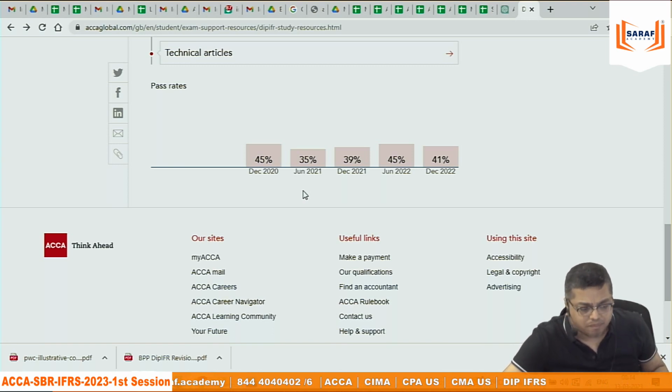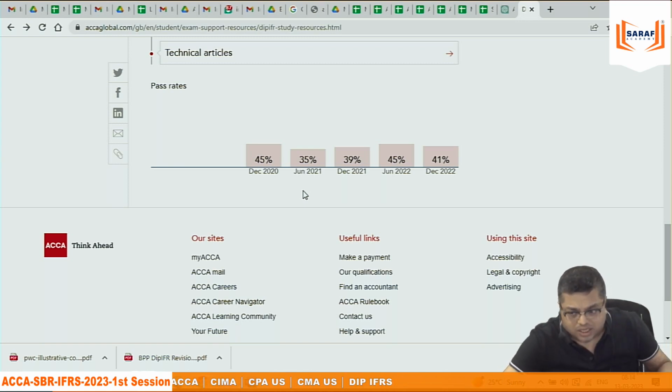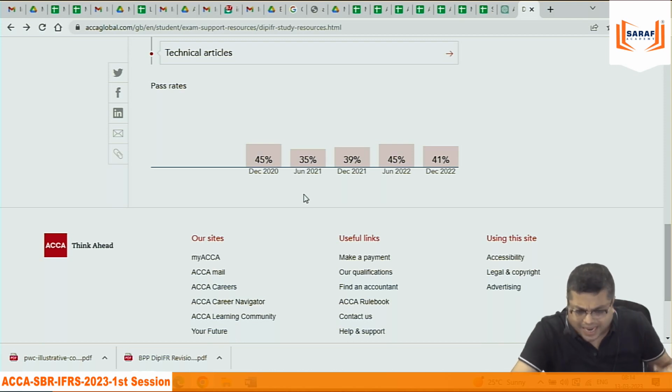It is around 40%. 40% is not very easy to achieve, understand, because any student who is giving the IFRS exam, normally all are good students. It's not like the CA Foundation exam, where 60-70% are not studying at all. Every student is good. Out of good students, we need to come within the 40%. Around 40% is the pass percentage. On a standalone basis, it's good.